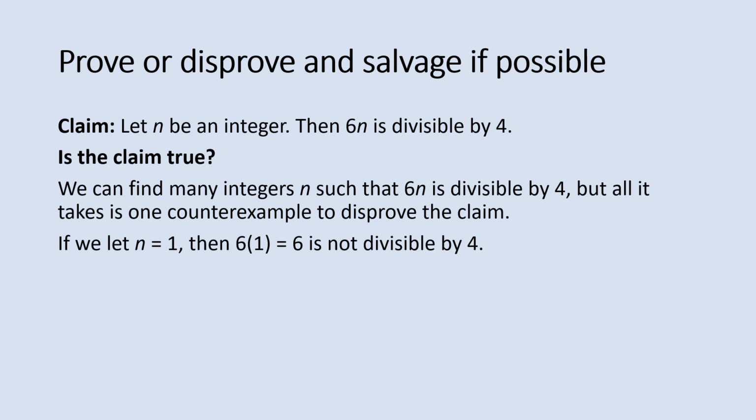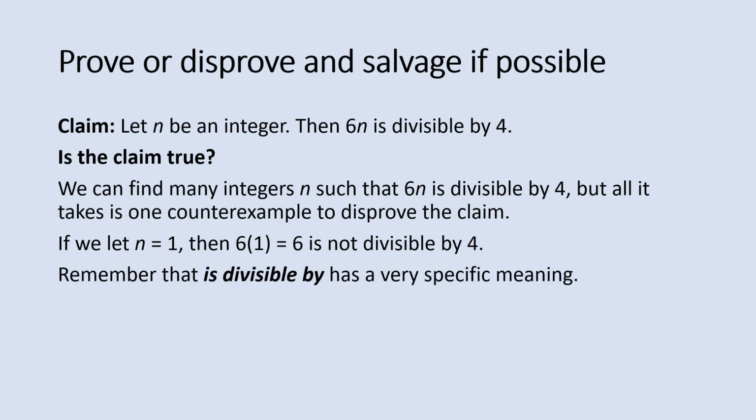If we let n equal 1, then 6 times 1 is 6, and 6 is not divisible by 4. Remember again that "is divisible by" has a very specific meaning: if 6 were divisible by 4, it would be 6 equals 4 times some k, where k is an integer. We're not just saying, can you divide it and get a fraction or some other value. It's a very specific meaning. Okay, so n equals 1 is a counterexample, which means the claim is false. So we have disproved the claim.